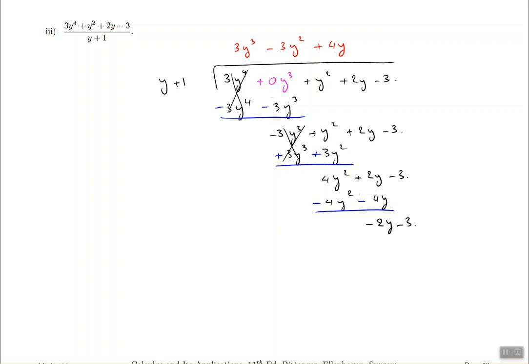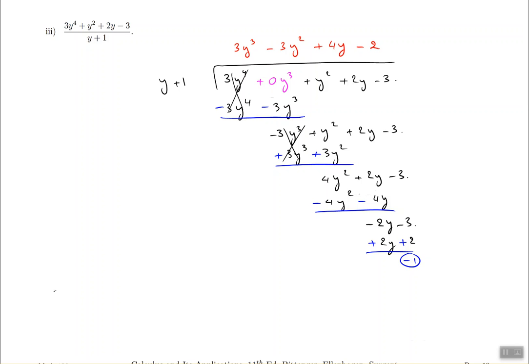This will be the last iteration. What do I multiply the y letter by to make it negative 2y? I multiply by negative 2. So this is it. Negative 2 times y is negative 2y. Negative 2 times 1 is going to be negative 2. Before you add them up or subtract them, switch the signs from minus to plus, and again, minus to plus. The remainder is going to be negative 1.